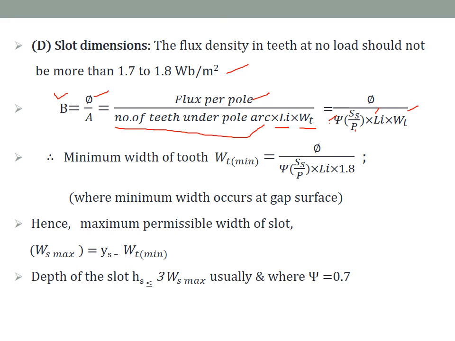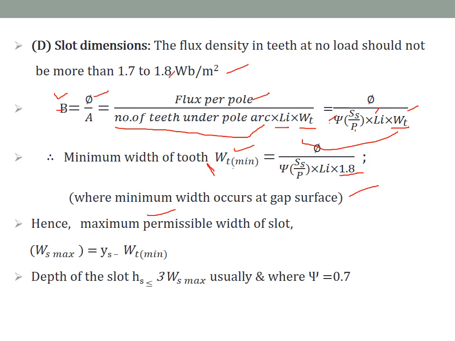Now the minimum width of tooth WT minimum is equal to, substituting B, which should not be greater than 1.8. So here B you have to bring to this side, WT you have to bring to this side. Now WT minimum is equal to phi divided by psi into SS by P into Li into 1.8. I have substituted 1.8 because this is the maximum, so the width becomes minimum. Below this we cannot go; that is the minimum width we can set, where the minimum width occurs at the gap surface.